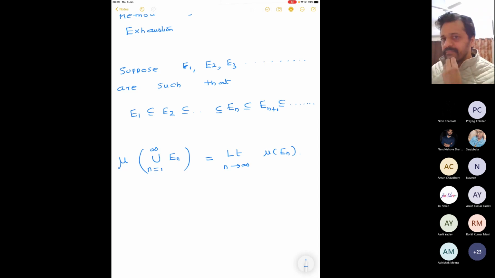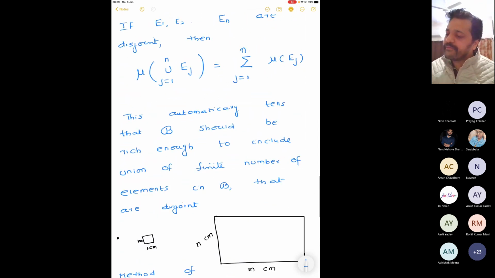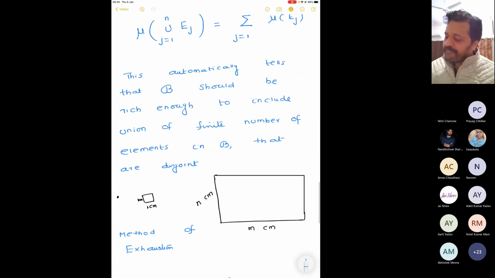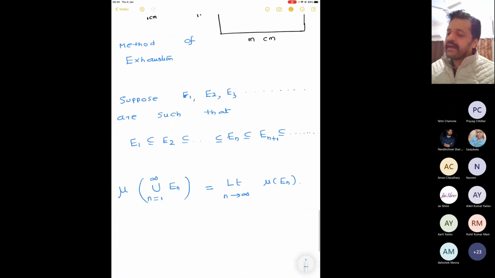Countable union. You are talking about mu of something, which means that something should be in B, because I want mu to be defined from B to R star. So even if E1, E2, E3, etc., En are in B, what is the guarantee that the union is in B? I don't know. So that I have to guarantee.